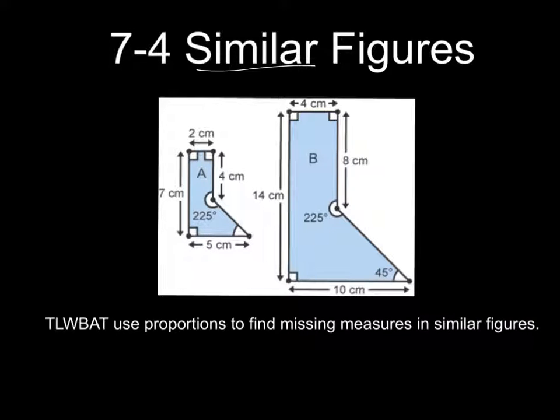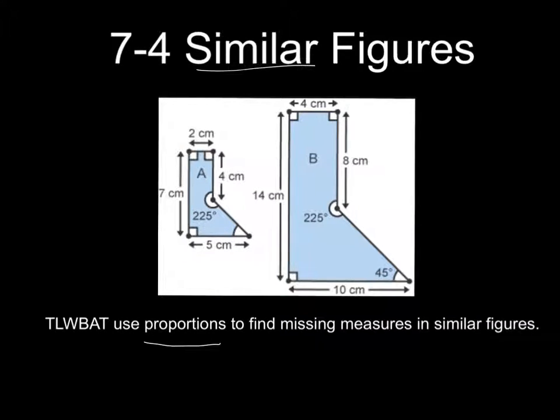Now if your brain can go back to last year, we talked about shapes that were congruent, exactly the same size, exactly the same shapes. And then we have this thing called similar, where they're the same shape but different sizes. Well, they don't have to be different sizes, but they could be different sizes to be called similar. And what we're going to do is look at how we can use proportions to find the missing measures in our similar figures.